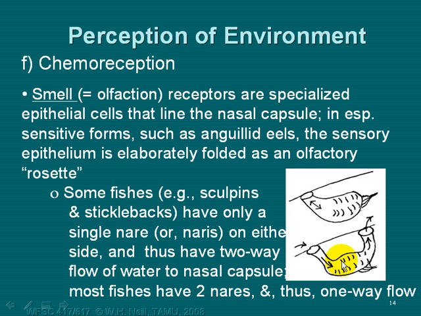Most minnows have this kind of an arrangement, for example, and some even have a little flap of tissue on the posterior side of the incurrent nare that sort of directs the flow of water down and into the chamber.